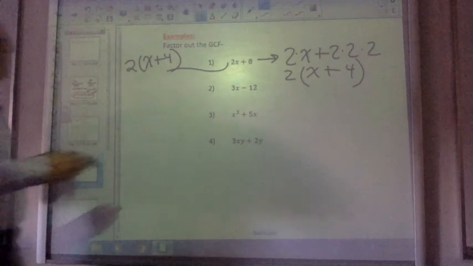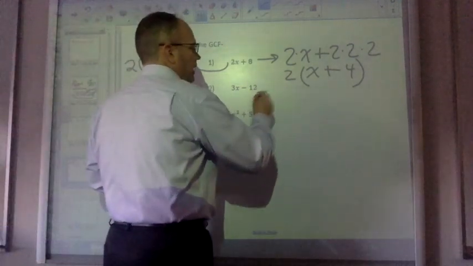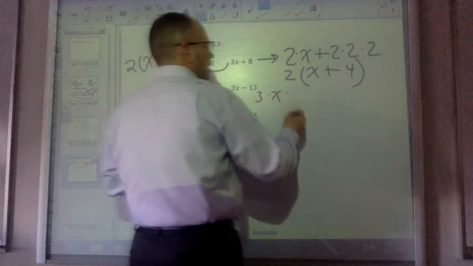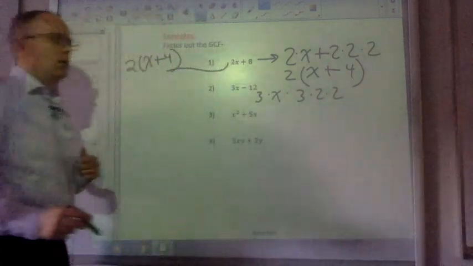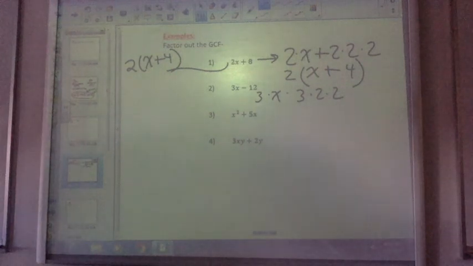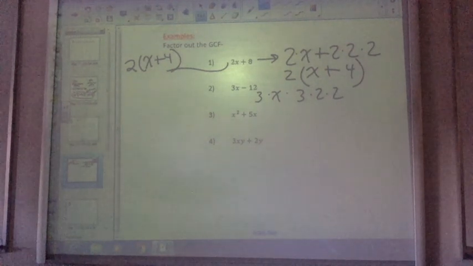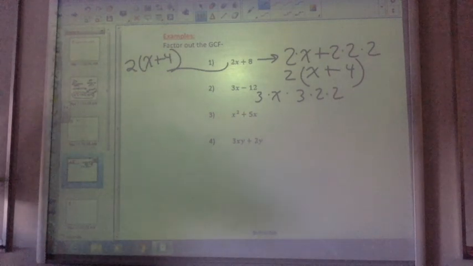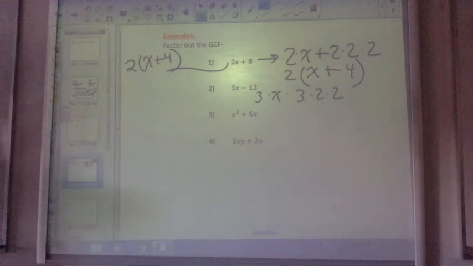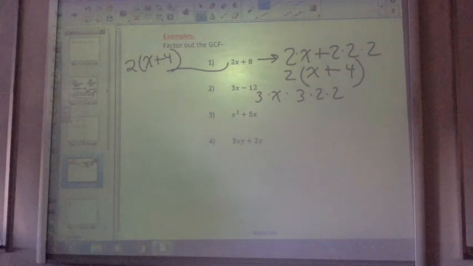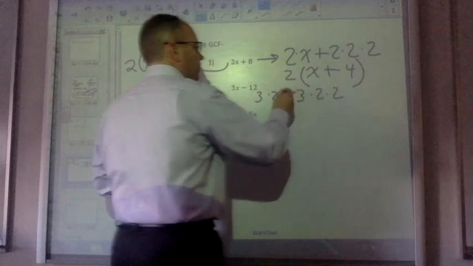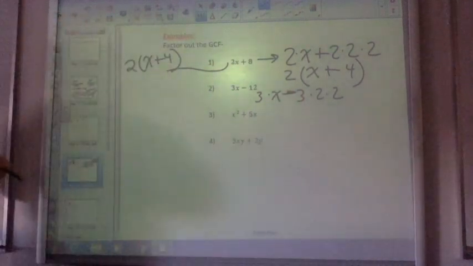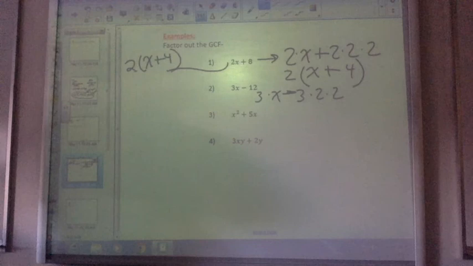Second problem. This is the same thing as 3 times x, and then 12 is the same thing as 3 times 2 times 2. 3 times 2 is 6, times another 2 is 12. What do I have in common on here that I can factor out of both terms? Yeah. It's a minus. What do I have in common between those two?